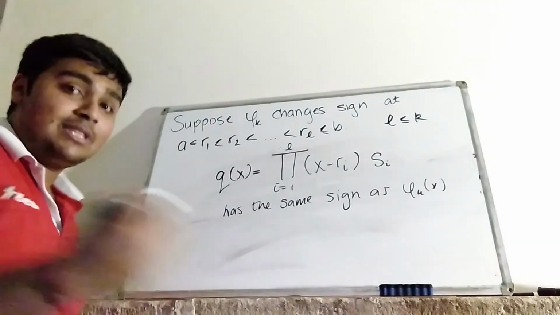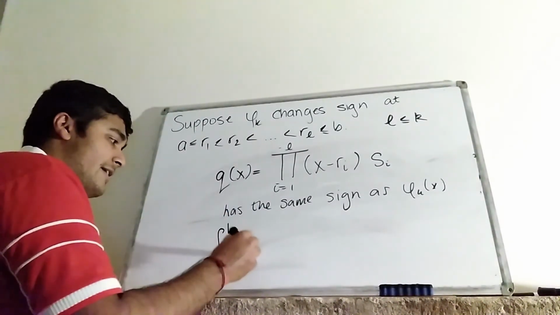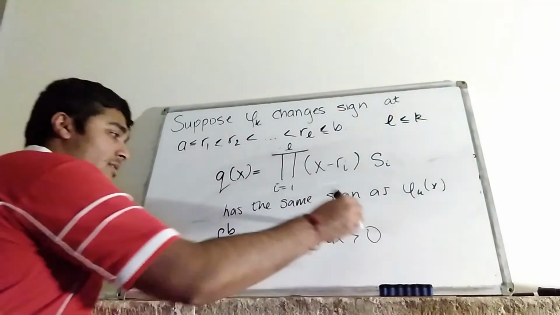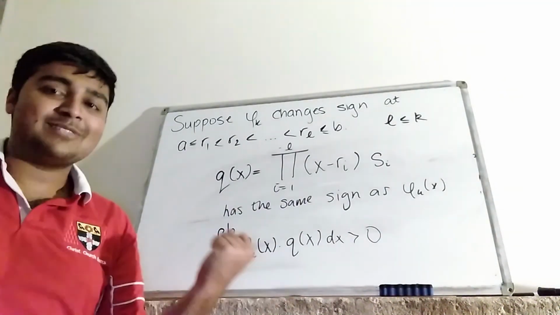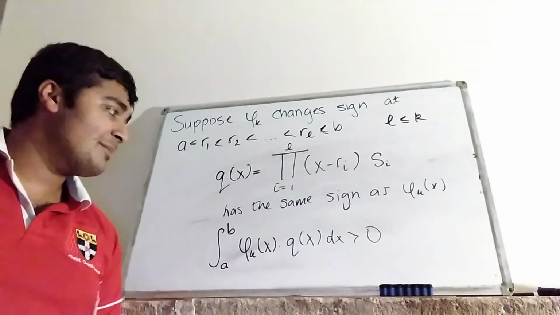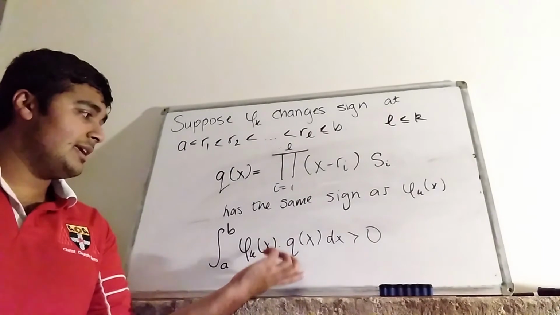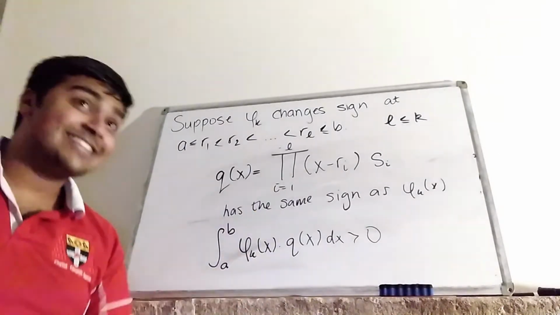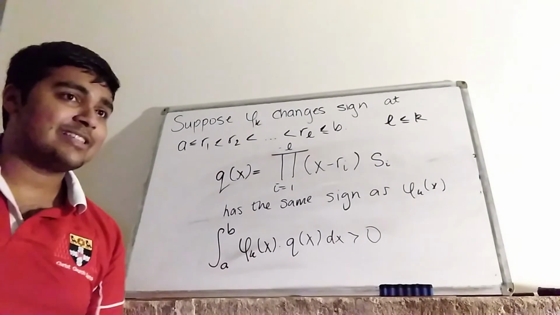Okay, and what this tells us is that the integral from a to b of phi k of x times q of x dx is strictly positive. Because these two things have the same sign, when you multiply them together, it's either a negative number times a negative number, which gives you a positive number, or a positive number times a positive number, which gives you a positive number. So you get a non-negative function, in fact, it's non-negative, continuous, and not 0 everywhere. So this integral here is going to be strictly greater than 0.